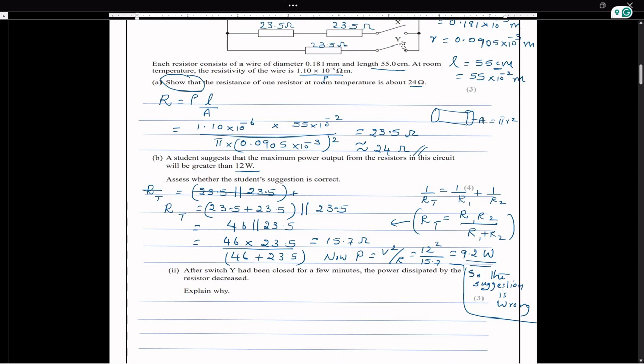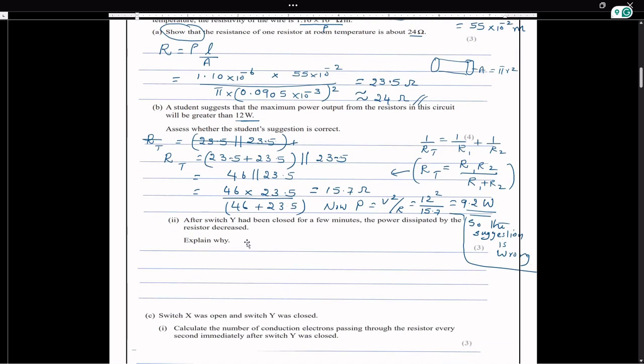Switch Y closed means the current is flowing through that branch. So after a few minutes of current passing through, there is the heating effect of current, and the temperature of the resistor increases. As the temperature of the resistor increases, the power dissipated decreases because power is V squared over R. So let us write the answer.